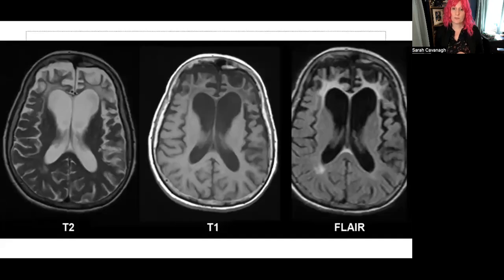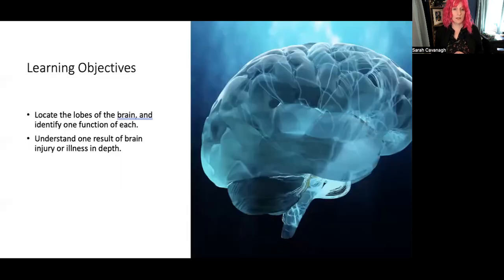There's a terrible form of dementia called frontotemporal dementia, or FTD, that attacks the frontal lobes, and there's a deterioration of them. People with this disease rapidly lose a lot of cognitive functions, and their personalities are forever changed. So there we have it: frontal, parietal, temporal, occipital. Hopefully you learned a little bit about the function of the lobes of the brain and one form of illness or injury in depth.